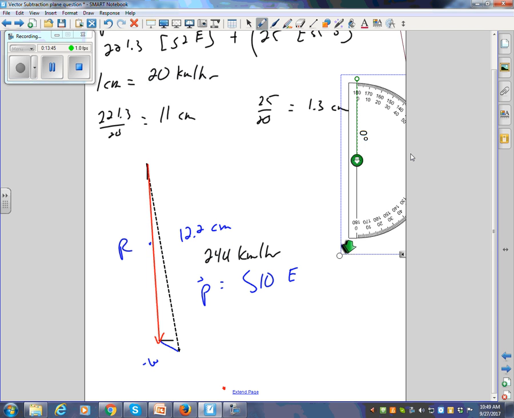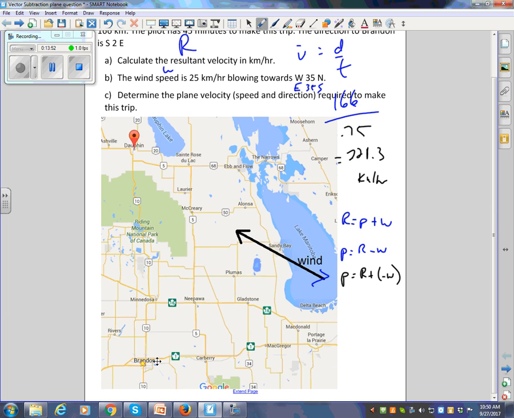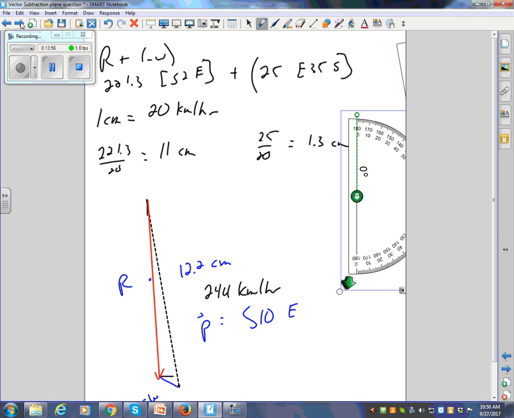Now, does that sort of make sense, what you would see on the map? Right? You have to fly over here so that it blows you back towards Brandon. Makes sense. Does that help when you're thinking of vector subtraction, do you think? So, no? Does it make it worse? Yes, the map can be confusing. But that's why I kind of threw that in there.